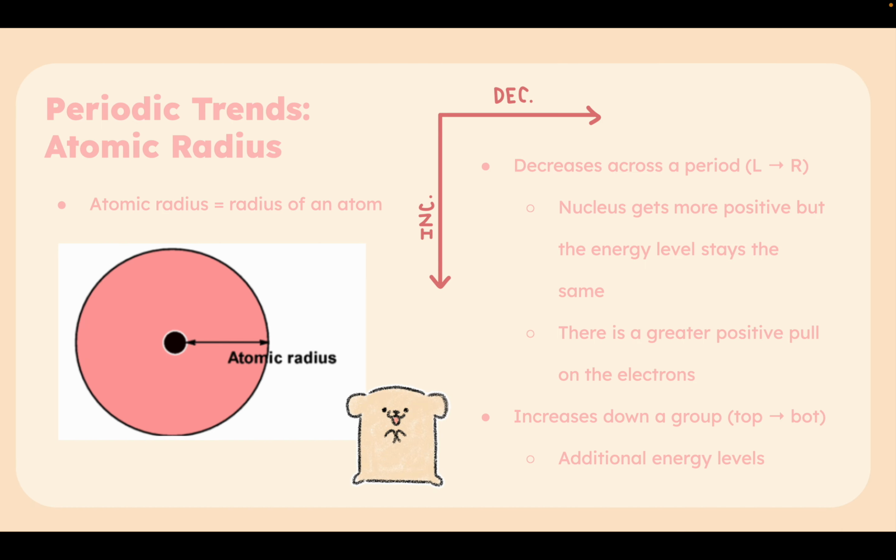Another periodic trend is the atomic radius. Atomic radius is the radius of an atom, and the atomic radius decreases across the period from left to right, and the nucleus gets more positive, but the energy level stays the same. There is also a greater positive pull on electrons. Furthermore, the atomic radius increases down a group from top to bottom because there are additional energy levels.